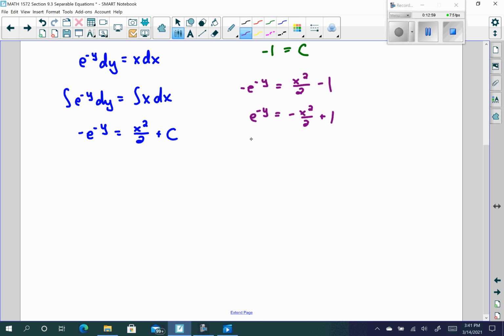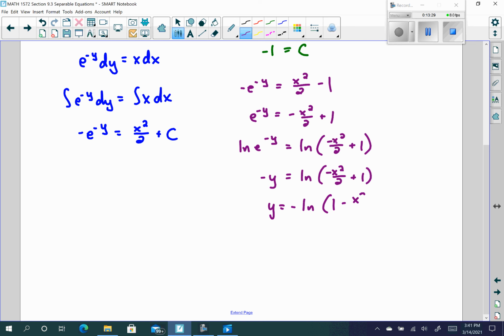Now to get -y by itself here, we have to get rid of the e, so we want to take the natural log of both sides. Now the reason I'm not including the absolute values is because when this graphs itself, we'll be able to see the domain of it. So now we'll just get -y is equal to the natural log of -x squared over 2 plus 1, and then we'll divide both sides by -1. So y is going to equal the opposite of the natural log. We could write this as 1 minus x squared over 2. And again, you can graph this on Desmos or a graphing calculator and then just verify that the ordered pair (0, 0) is on that.